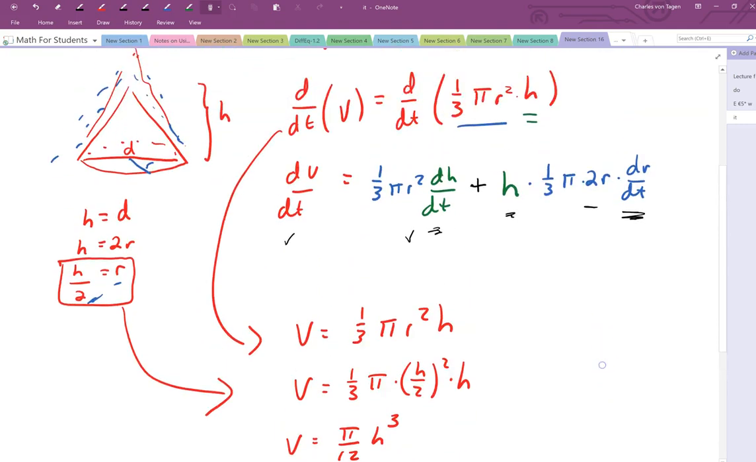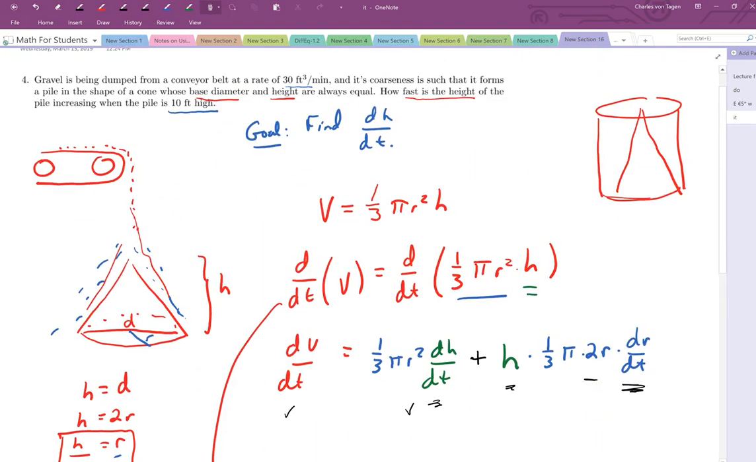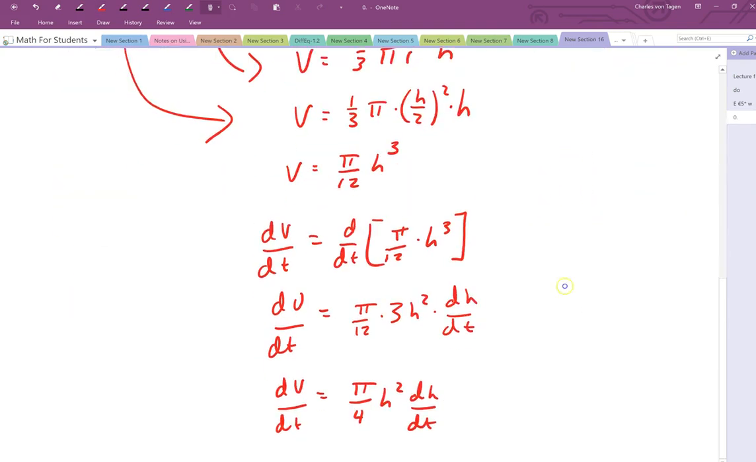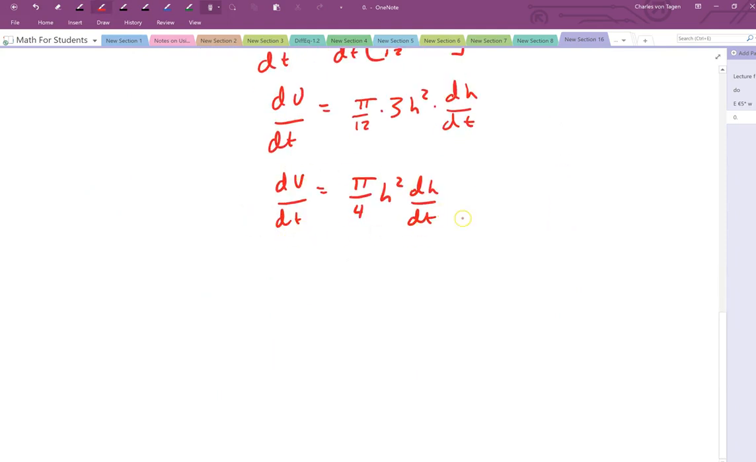So let's take a look up here. We were told initially that the rate of change in the volume, notice this is a volume measurement, it's feet cubed per minute, that's the rate of change of the volume. We're told that that's 30, and we're asked a question about when the cone has a height of 10 feet. So let's start plugging that into our rate of change formula. We said that this is 30, and that equals pi over 4 times 10 squared, because the height of the cone was 10, times dh/dt. And notice at this point we know everything except for the quantity that we want to solve for.